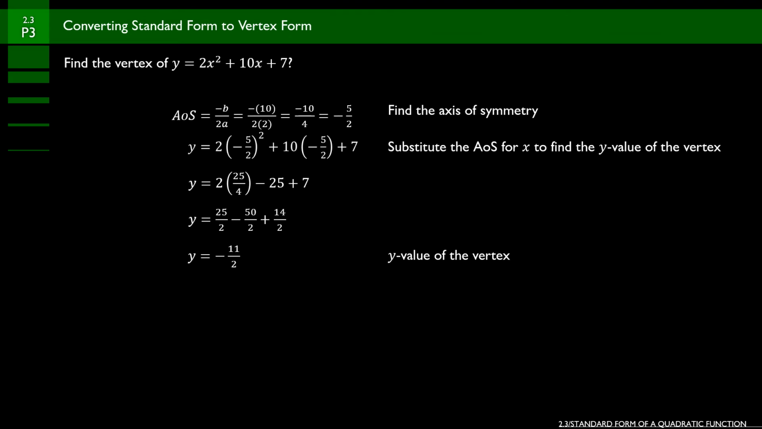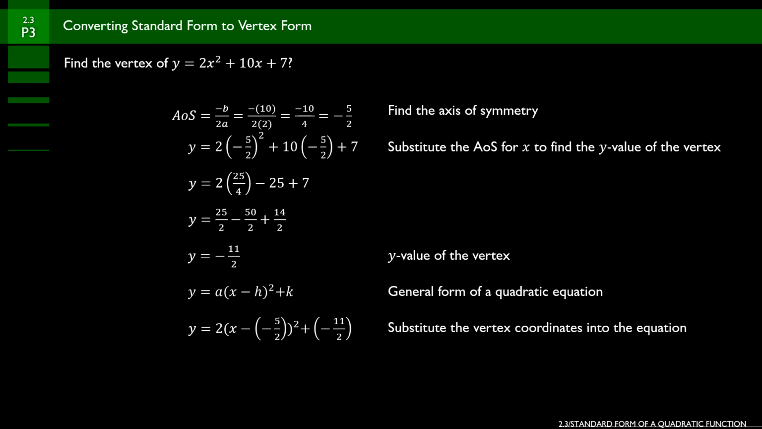We just need to go back and locate our original a value, which is 2. So we take our general form of a quadratic equation, y equals a times x minus h squared plus k. We plug in 2 for a, then we plug in negative 5 halves for h, and we plug in negative 11 halves for k. When we work all that out, we end up with 2 times x plus 5 halves squared minus 11 over 2, and that's our solution converting from standard form to vertex form.